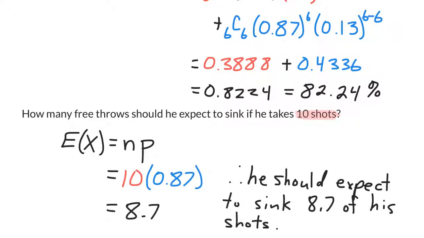But since you can't get 0.7 of a shot in, a more realistic answer would be he should expect to sink 8 or 9 of his shots.